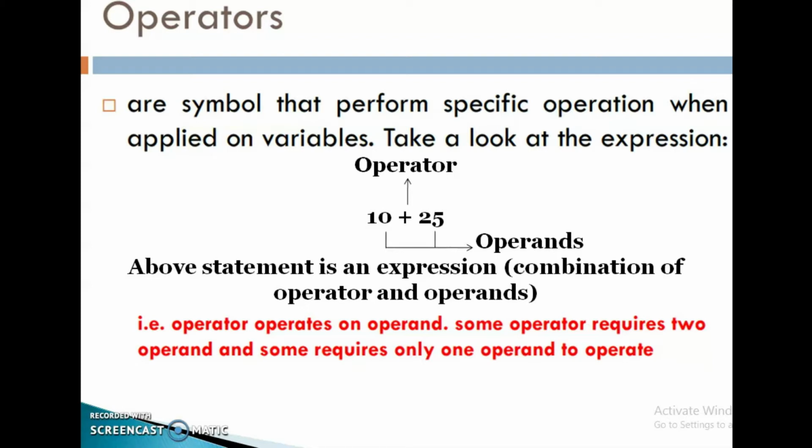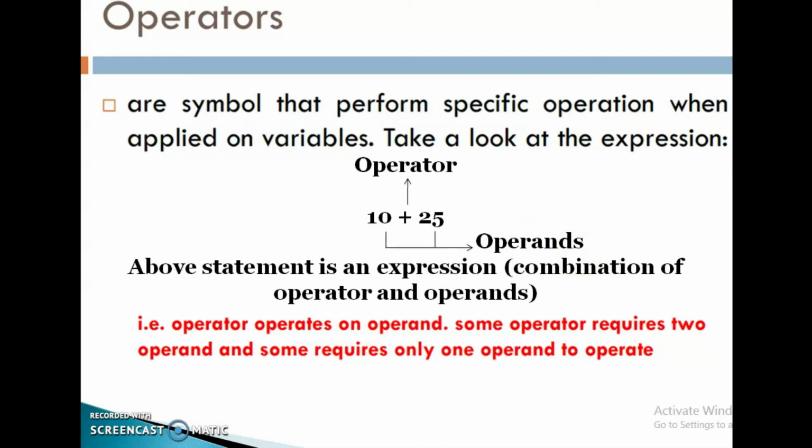That's an operator. Operators are symbols that perform specific operation when applied on variables. Just take this example, 10 plus 25. Here plus is the operator. You know about that. Plus is the operator. Then 10 and 25 are known as operands.